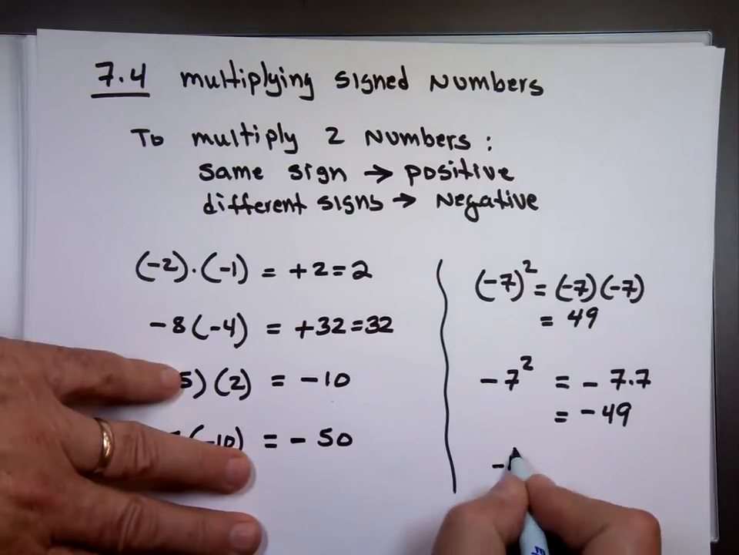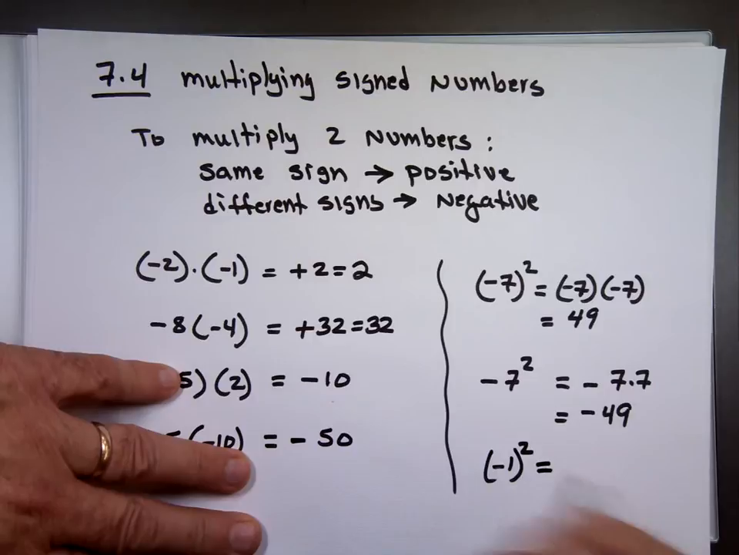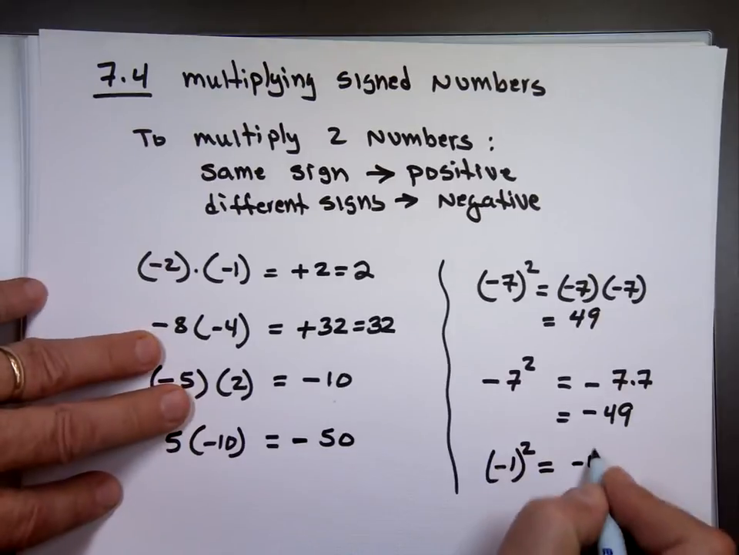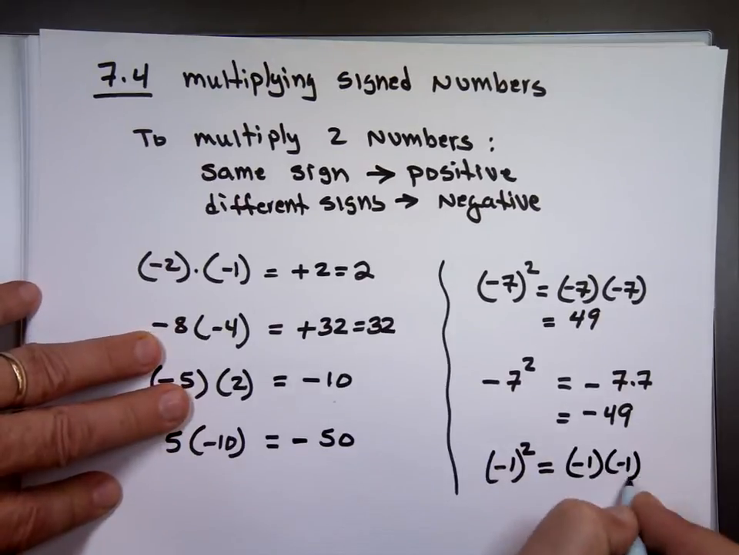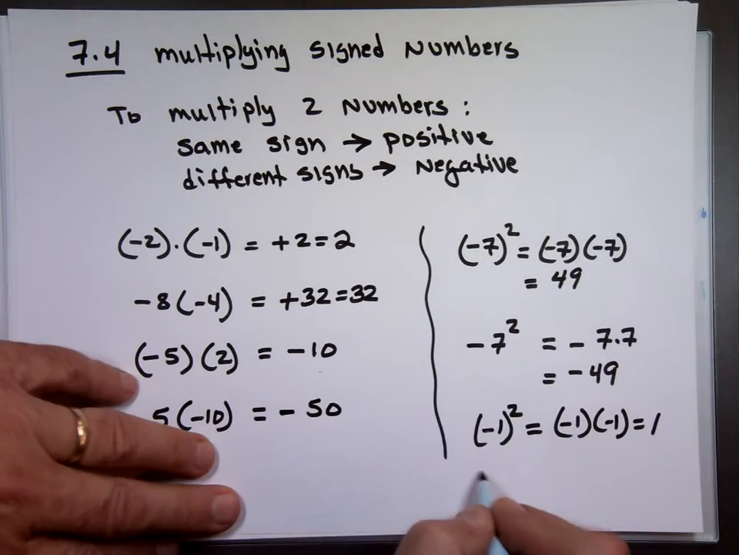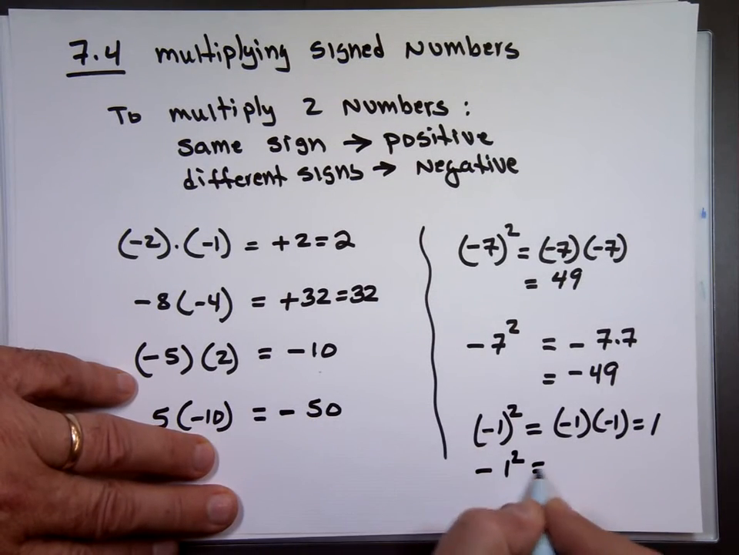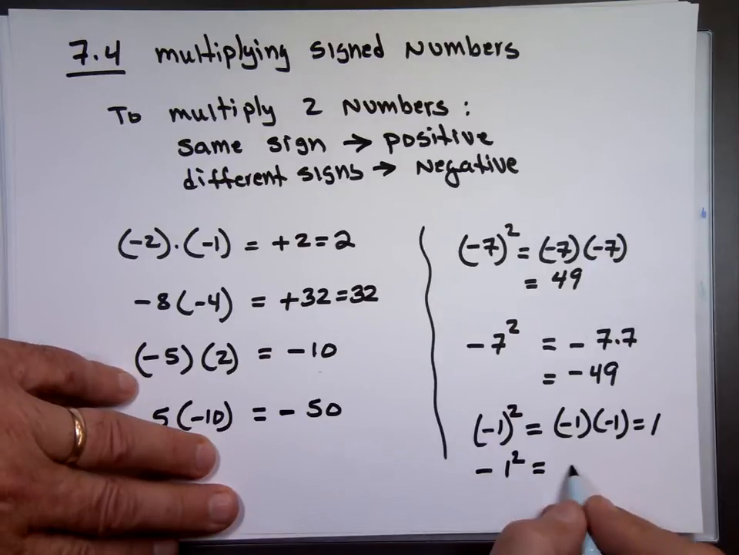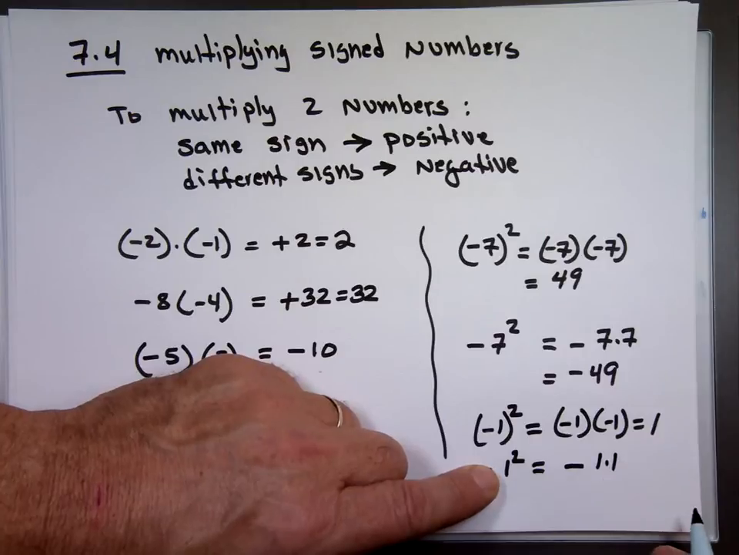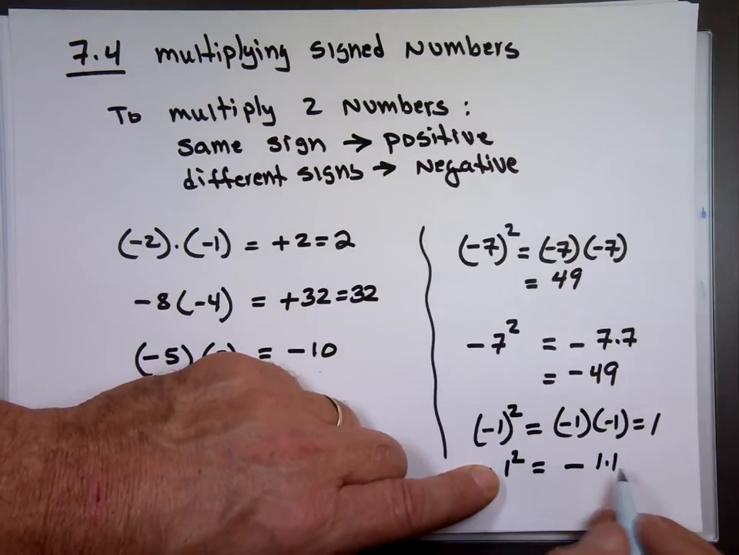What's a minus 1 squared? One. It's negative 1 times a negative 1, which is what? Positive 1. What's a minus 1 squared? Negative. Here's the minus in the front. What is 1 squared? That's 1 times 1. 1. That's a negative 1.